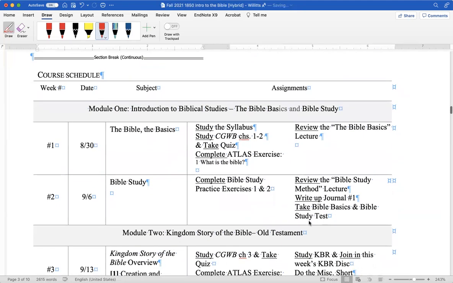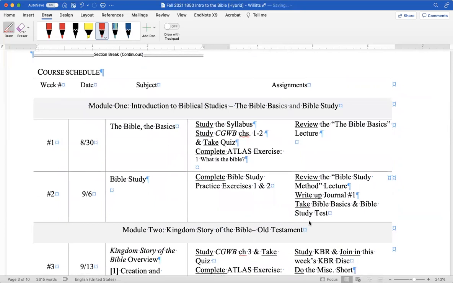So as I have noted, the first 2 weeks of our course, we're looking at Module 1, an introduction to biblical studies, basics of the Bible, and Bible study. The first week, we will look at the Bible basics. The second week, we will look at Bible study.